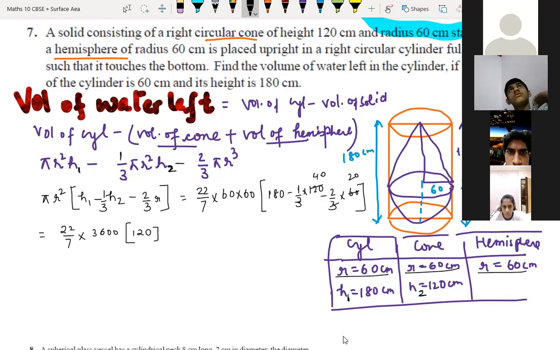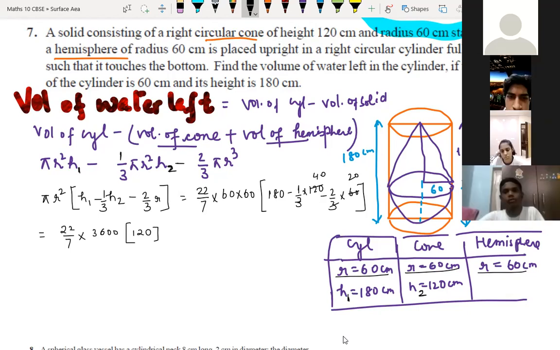It doesn't go by 7, right? Here they have not given us the value of pi to put here. Children, pi is 3.14. They have not given, right? So this will come in centimeter cube, correct? Now you have to solve. Approximate, if you want to do, you can do that. 3.14 into 3600 into 120 centimeter cube.